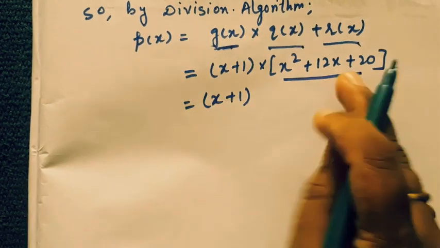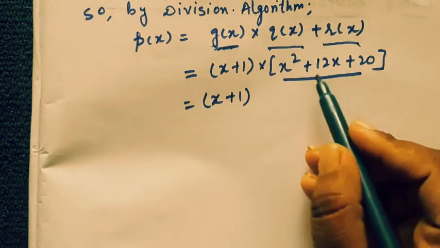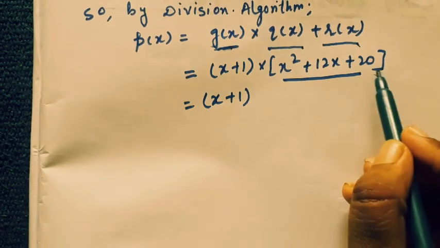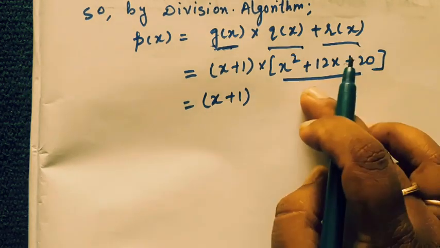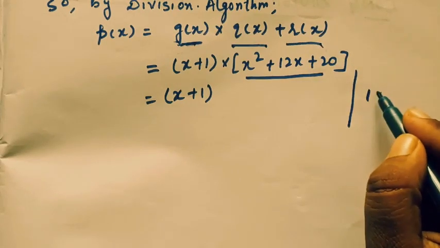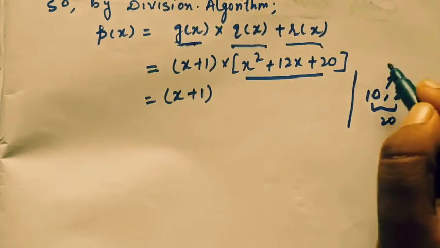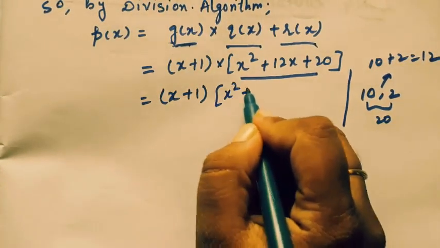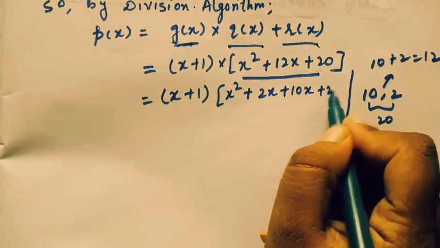So x plus 1, no need to do anything. I need to split this term to get two more factors. See, yesterday I told you how to do the splitting. The product of the extreme terms is 20, so I need two numbers whose sum is 12. By hit and trial method, I get two numbers, 10 and 2, whose product is 20 and whose sum is 12. So I can write 12x by splitting it as 2x plus 10x plus 20.